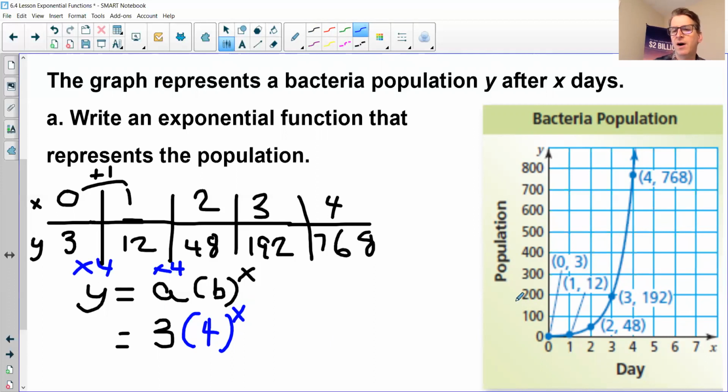You have to find where that crosses the y-axis. In this case, it's noted right there, 3. And then we're looking for that factor each time. To get from 3 to 12, multiply by 4. 12 to 48, multiply by 4. 48 to 192, multiply by 4, and so forth.